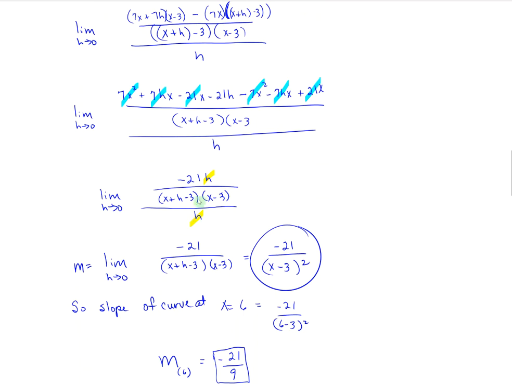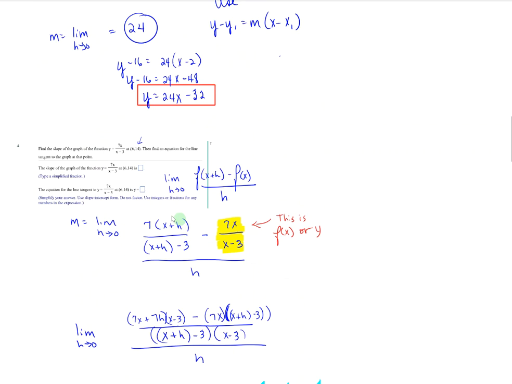Now that h and that h can cancel out, because this thing could be right here. It's a double denominator, so those are going to go away. And then we can plug in 0 for this h, and we're left with negative 21 over (x minus 3) squared, because you have x minus 3 times x minus 3. And that's what the slope is. That's a formula, if you will, for the slope.